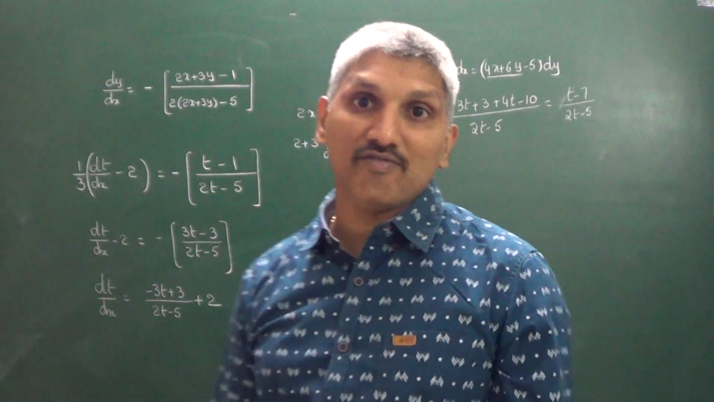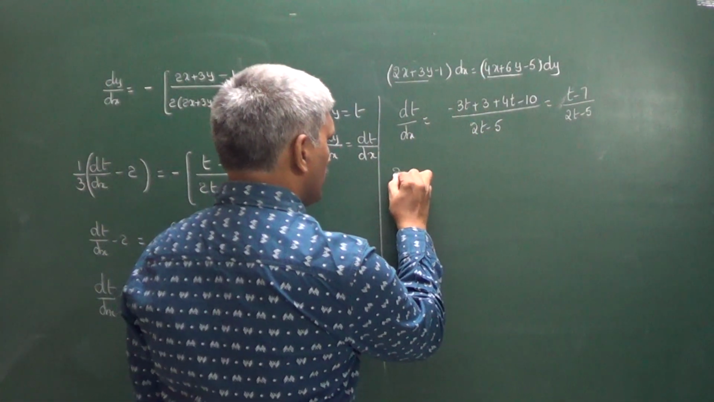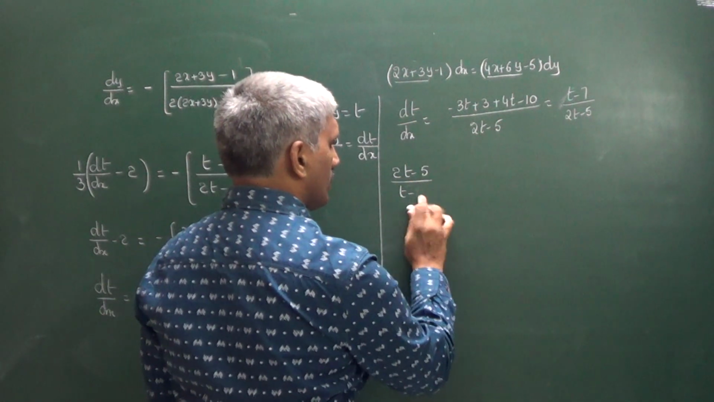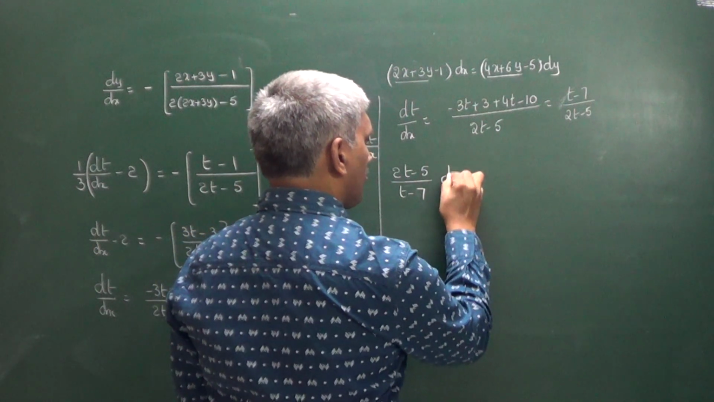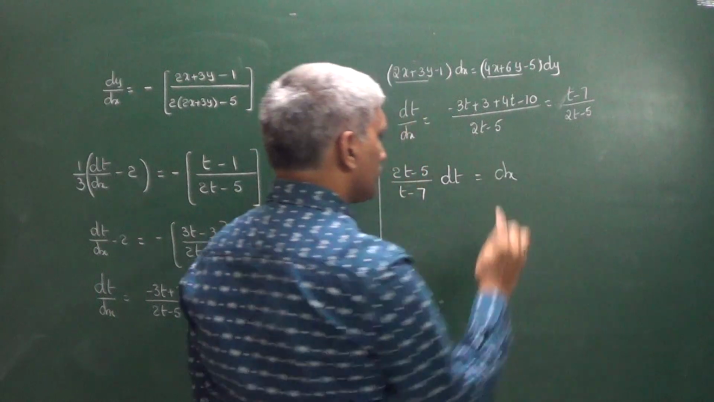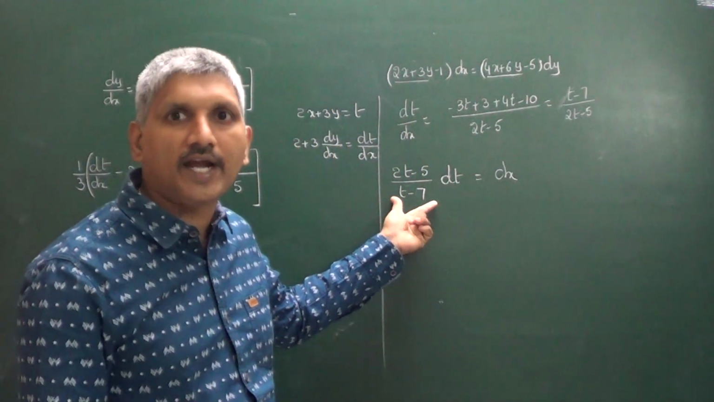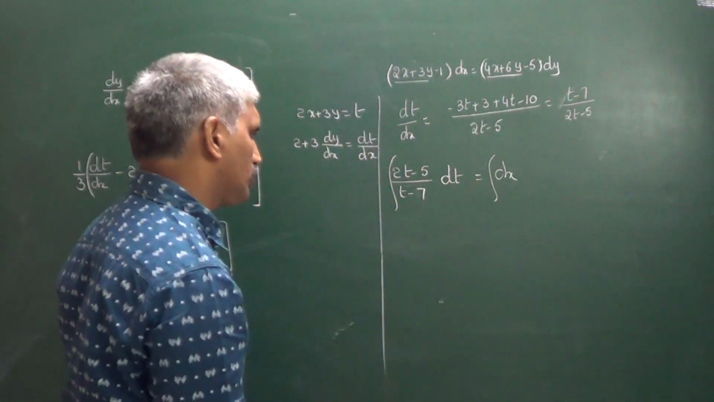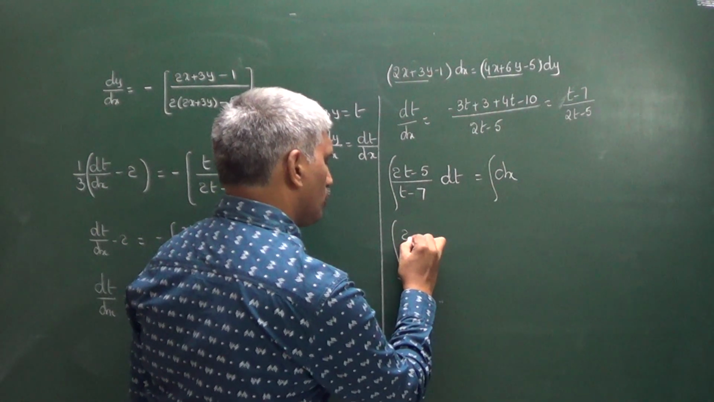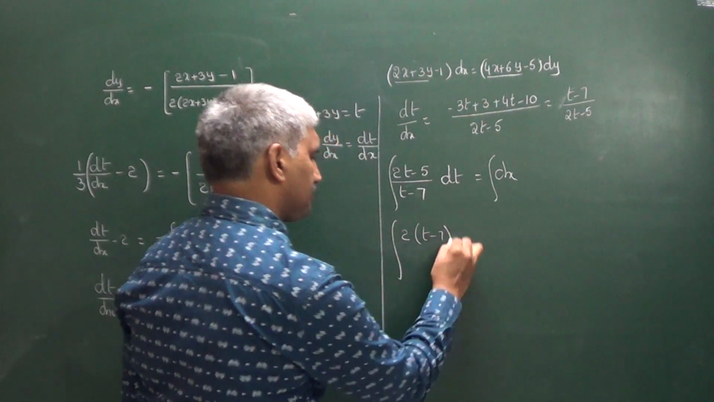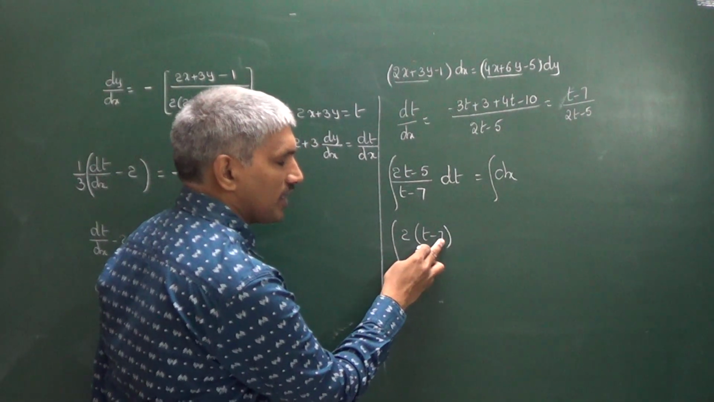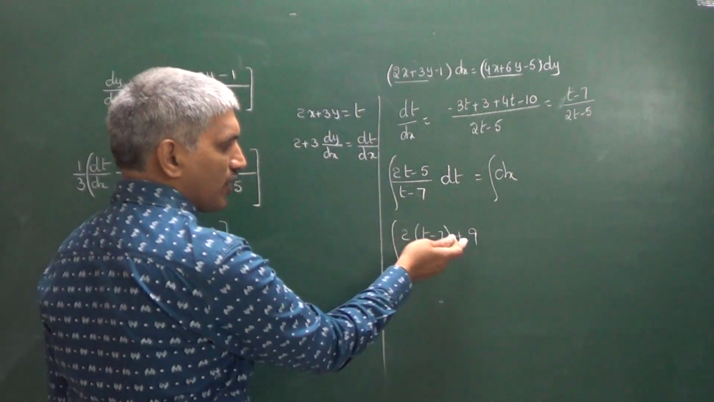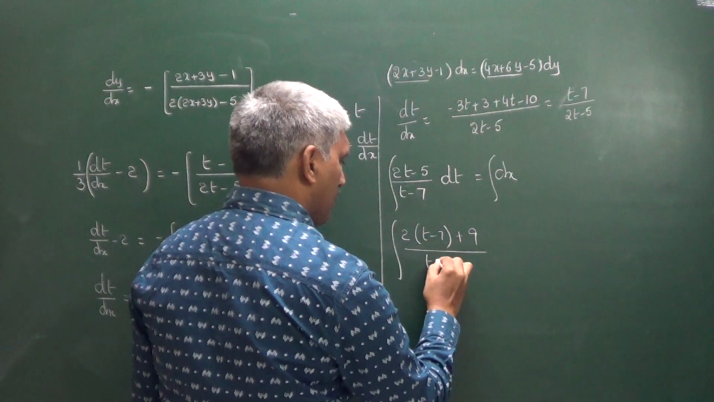Now we can do it by variable separable method. We can write this as 2t minus 5 divided by t minus 7 into dt is equal to dx. Now all t terms on one side with dt, and dx on the other. Now integrate both sides. This integration you know how to proceed. We can write the numerator further as 2 into t minus 7, that means we are getting minus 14, plus 9, you will get minus 5. Numerator modified in this way, divided by t minus 7.